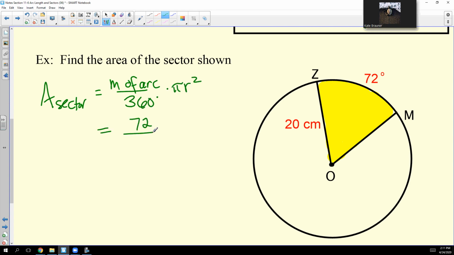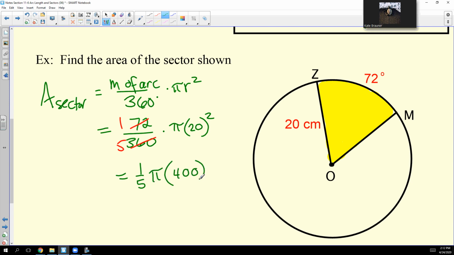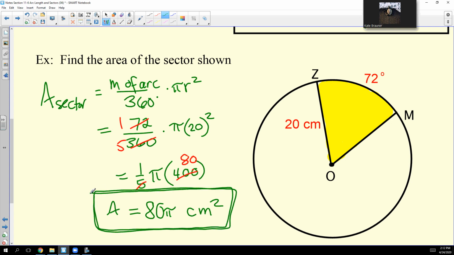So we have 72 over 360 times pi times 20 squared. I'm pretty sure that 72 goes into 360 5 times, but we'll double check. That's 1, that's 5. Okay. So we have 1/5 pi times 400. And again, you can cancel the 5 with the 400. You know that 5 goes into 40 8 times and you have an extra 0. So it should be 80 pi centimeters squared. Remember now we're talking about area, so we have square units, right?